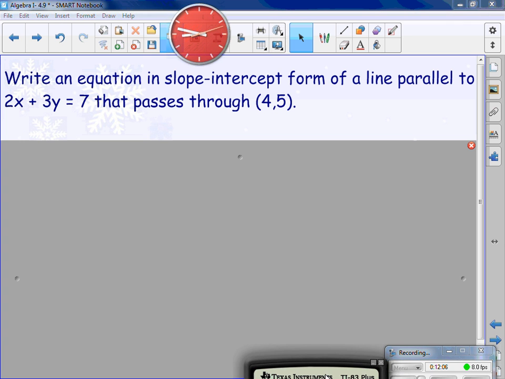Here's what some of your problems are going to look like. Write an equation in slope-intercept form of a line that is parallel to 2x plus 3y equals 7 that passes through the point (4, 5). This problem right here ties together this entire chapter. There's a bunch of pieces you have to know how to do. But if I just look, my final answer has to be in slope-intercept form. It needs to be parallel. Here's an equation. Here's a point.